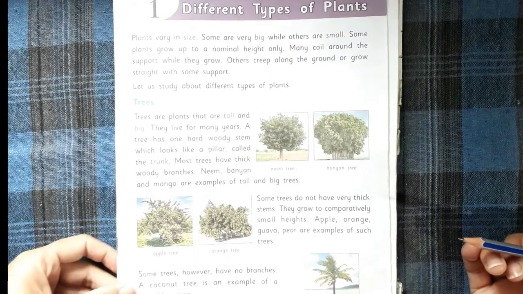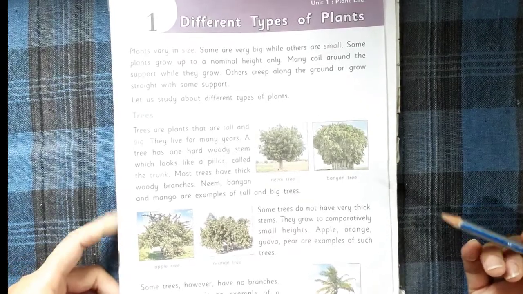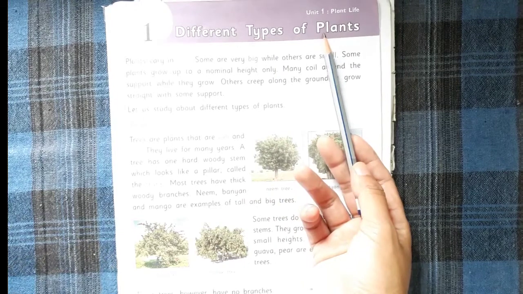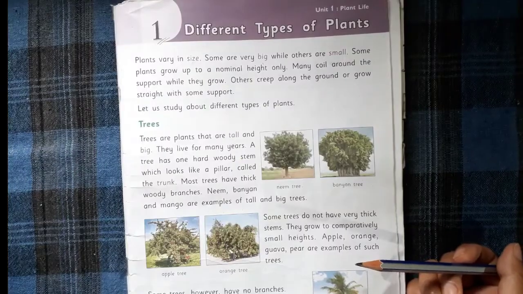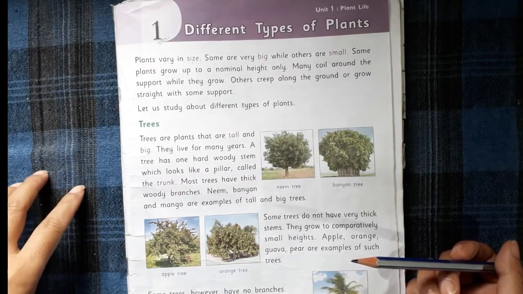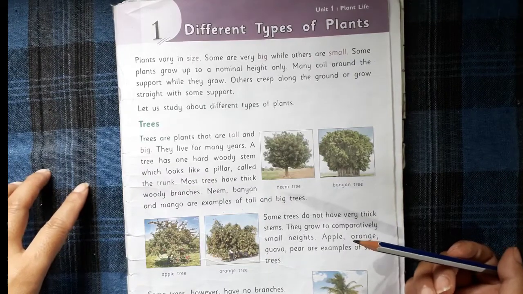Good morning, children. I'm your science teacher, and today we are going to study lesson number 1, that is different types of plants. You know what plants is? A living thing that grows in the ground and usually has leaves, stem and roots are called plants. Okay, in Hindi it is called ped paudhe.